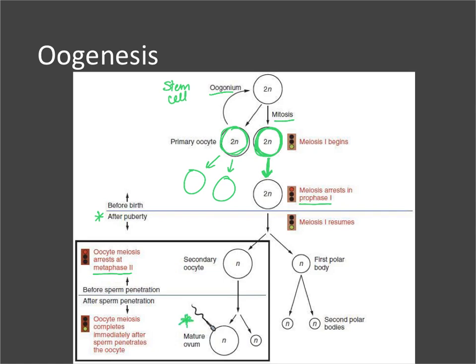So one thing to note here is during oogenesis, the division of the cells is not equal. So you can see here, after meiosis 1 happens, so this is our first round of cell division.